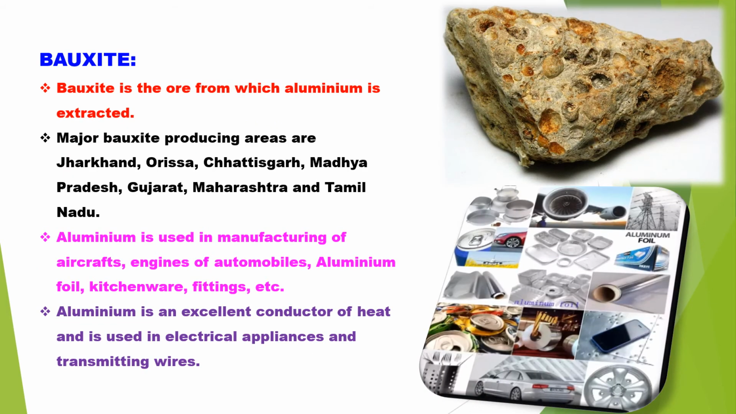And next, when we discuss bauxite, it is the ore from which aluminium is extracted, and that aluminium is used in the manufacturing of aircraft, engines of automobiles because they are rust free, and aluminium foil and kitchenware fittings. Since aluminium is an excellent conductor of heat, it is used in electrical appliances and transmission wires. This bauxite mineral is found in the areas of Jharkhand, Orissa, Chhattisgarh, Tamil Nadu, Maharashtra, Madhya Pradesh, and Gujarat.